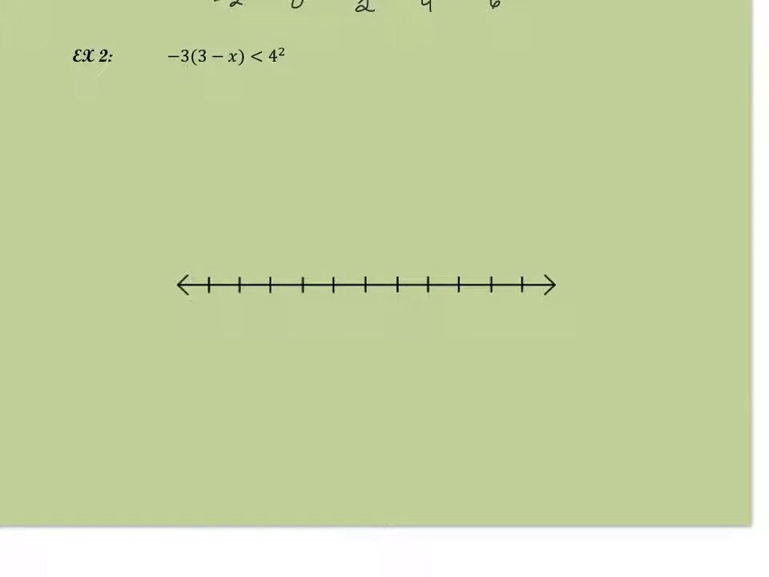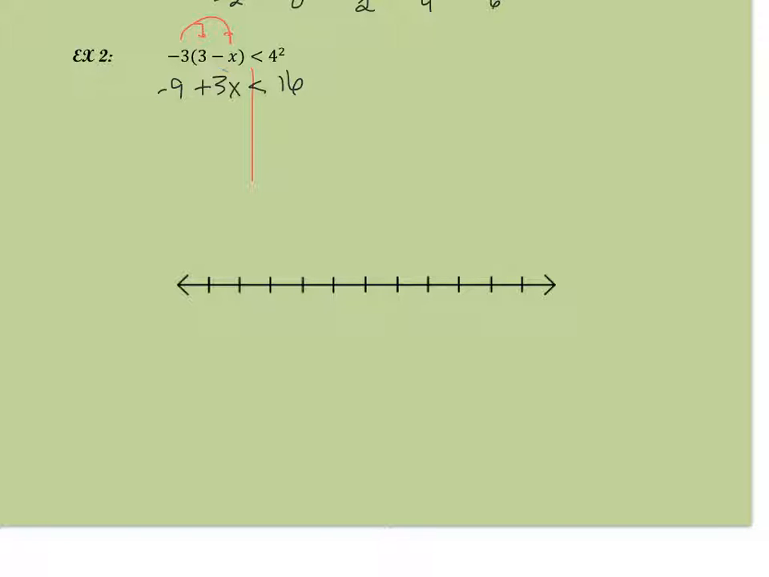Example 2. Draw your line. On the left side, we can actually distribute the negative 3 into the parentheses. So when we do that, negative 3 times 3 is negative 9. Negative 3 times a negative x is a positive 3x. Less than, and then on the right, we can actually take 4 squared and replace it with its value. 4 squared is 4 times 4, which is 16.